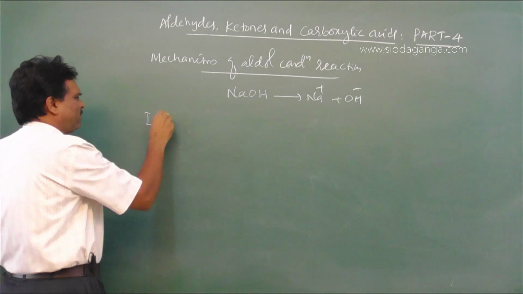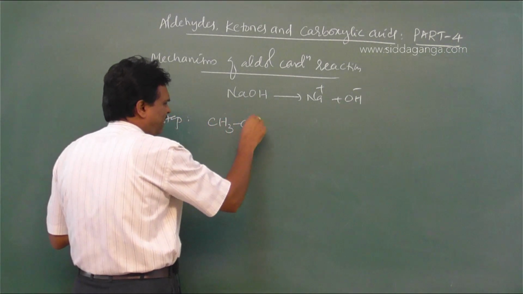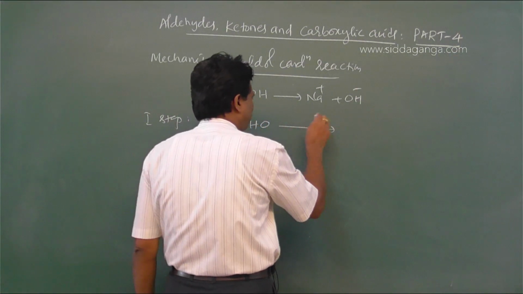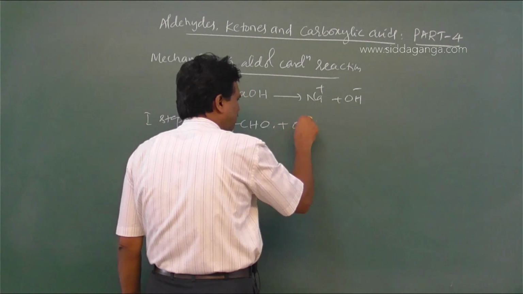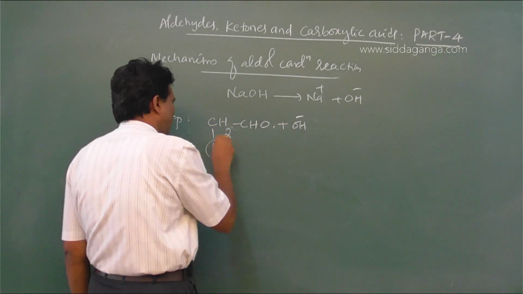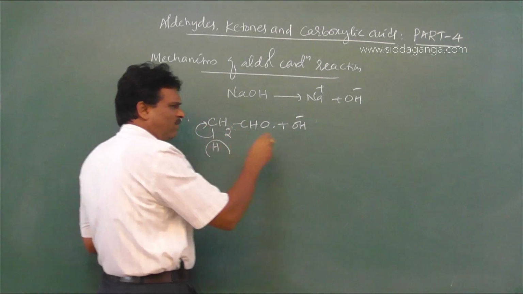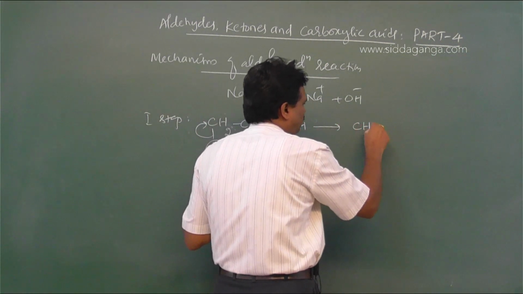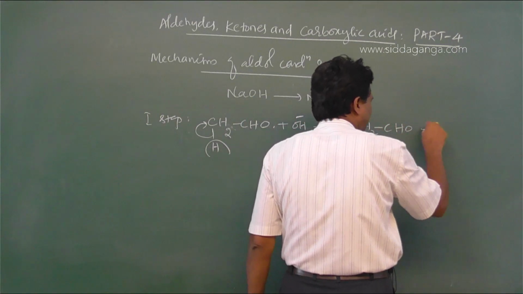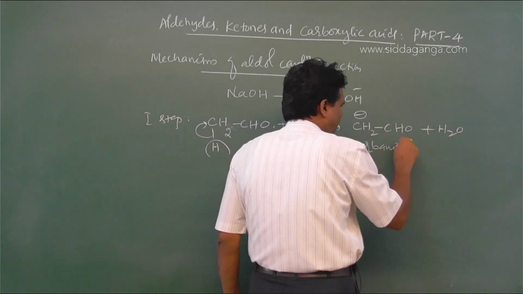Then in the first step, say for example, acetaldehyde CH3CHO. In the presence of dilute NaOH, the OH minus ion takes up the proton from the alpha hydrogen. This results in the formation of CH2 minus CHO plus H2O. This is the formation of carbanion.